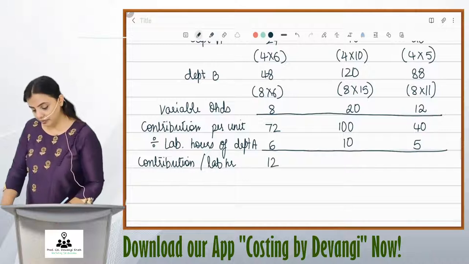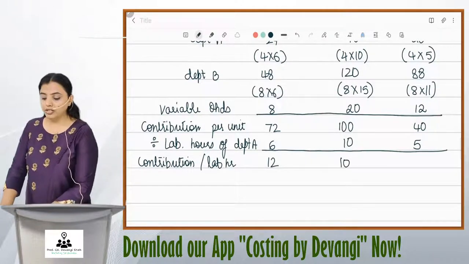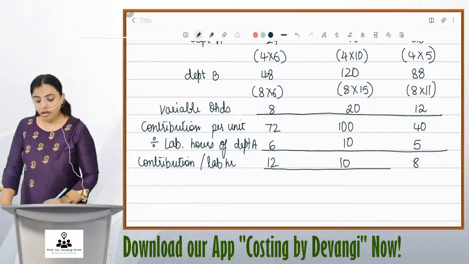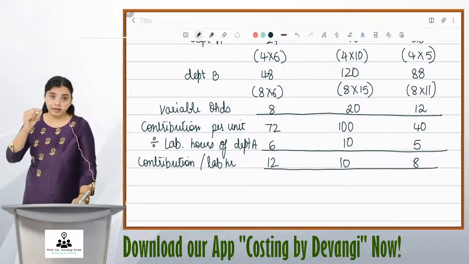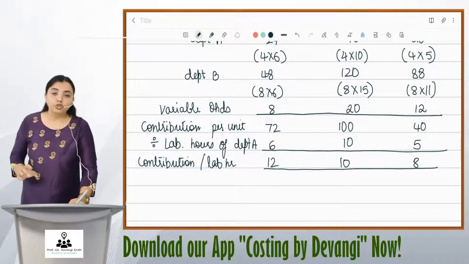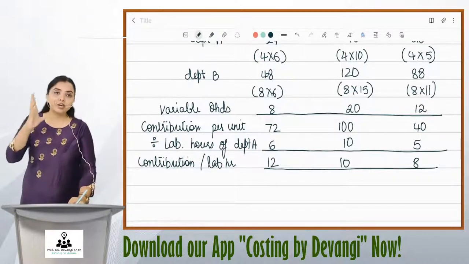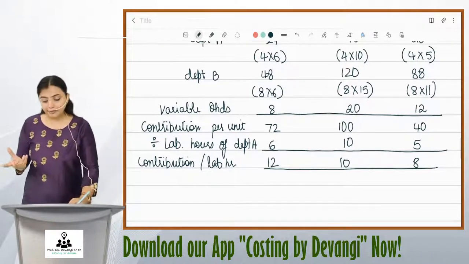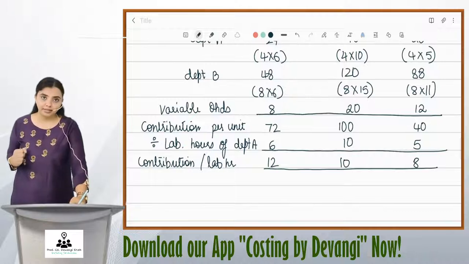100 divided by 10, we get 10. 40 divided by 5, we get 8. So dekh lo friends, kaun sa product labor hour, labor department A ka, kaun sa product zyada kama kar deta hai? So product X ek ghante mein 12 rupay kama kar deta hai. Product Y 10 rupay kama kar deta hai. And product Z 8 rupay kama kar deta hai.